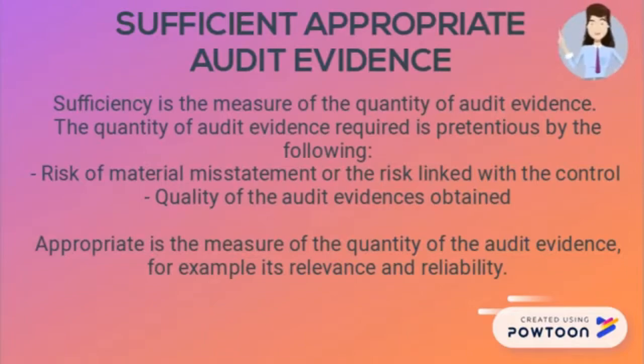Sufficiency is the measure of the quantity of audit evidence. The quantity of audit evidence required is affected by the following: the risk of material misstatement or the risk linked with the control, and the quality of the audit evidence obtained. Appropriateness is the measure of the quality of the audit evidence, for example its relevance and reliability.